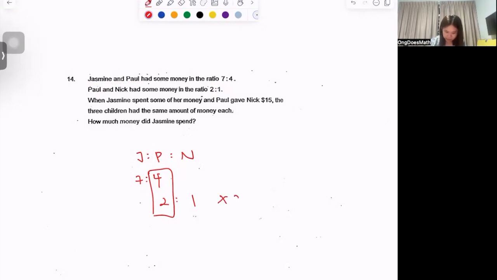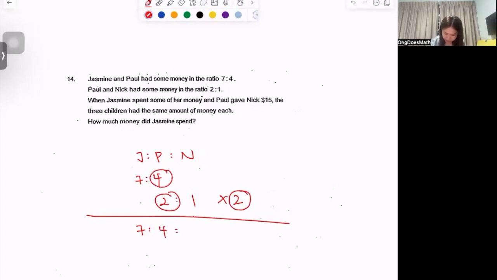So this one whole thing just times 2. So there's no changes to Jasmine. Jasmine will be 7. Paul will be 2 times 2, which is just 4. And Nick will be 1 times 2, which is 2. Good.